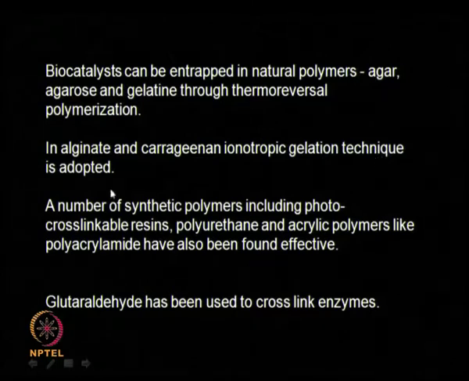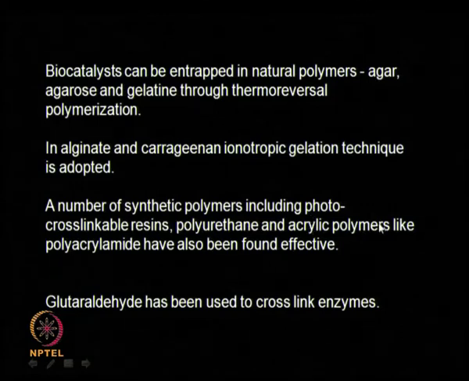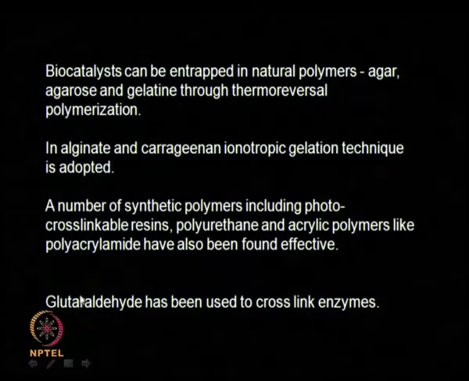You can also use synthetic polymers, which can be polymerized using photo cross linkable resins like polyurethane, acrylic polymers like polyacrylamide, they are all very good. So these are monomers, and then we can use a UV to initiate the polymerization reaction. We can use glutaraldehyde for cross linking enzymes. So glutaraldehyde is also a very good chemical for creating cross linking between enzymes.